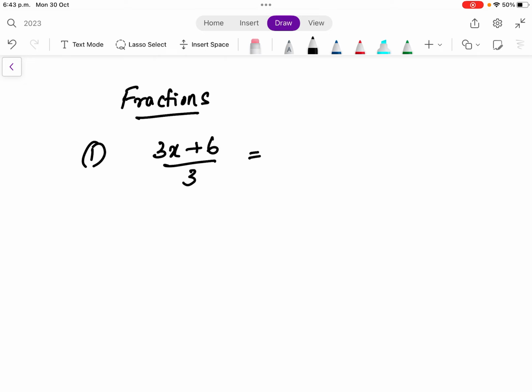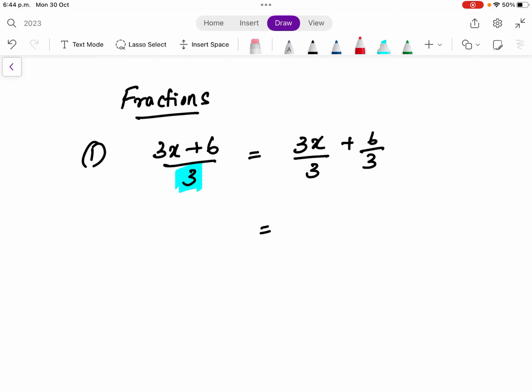So here, if you see (3x + 6) over 3, you need to understand that this 3 is applicable for both the 3x and 6. So ideally it can be written like 3x over 3 plus 6 over 3. This is for our understanding, okay?